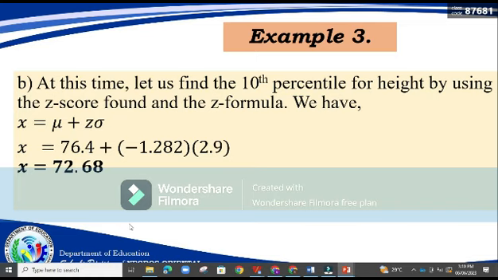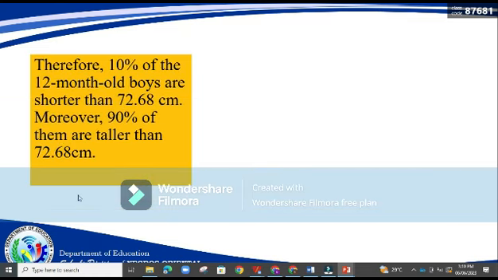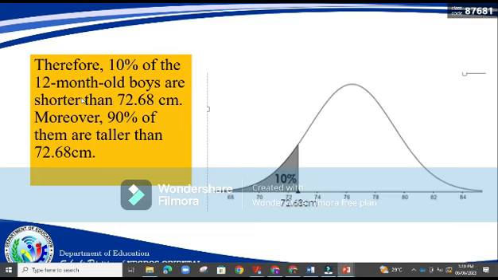Okay. Example 3. Now, let us find the 10th percentile for height by using the z-score found in the z formula. So, we have x equal to mean plus z-score times the standard deviation. X is equal to 76.4 plus negative 1.282 times 2.9. Our x is 72.68. Therefore, 10% of the 12-month-old boys are shorter than 72.68 centimeters. Moreover, 90% of them are taller than 72.68 centimeters. So this is how you're going to interpret at the end.